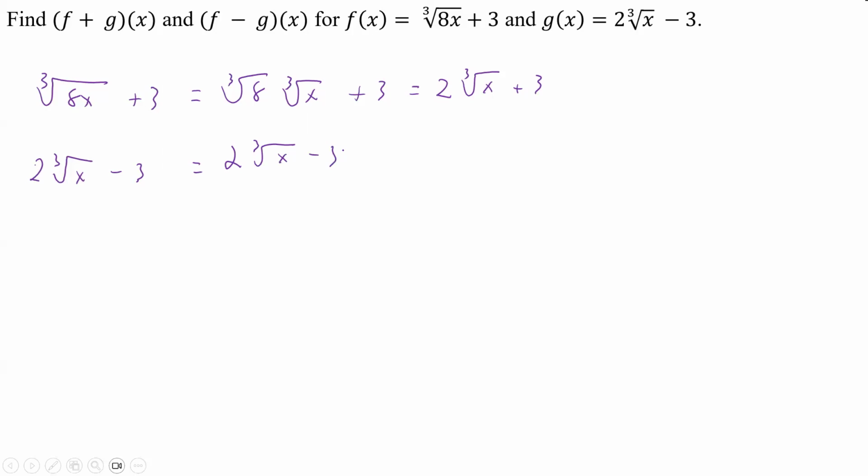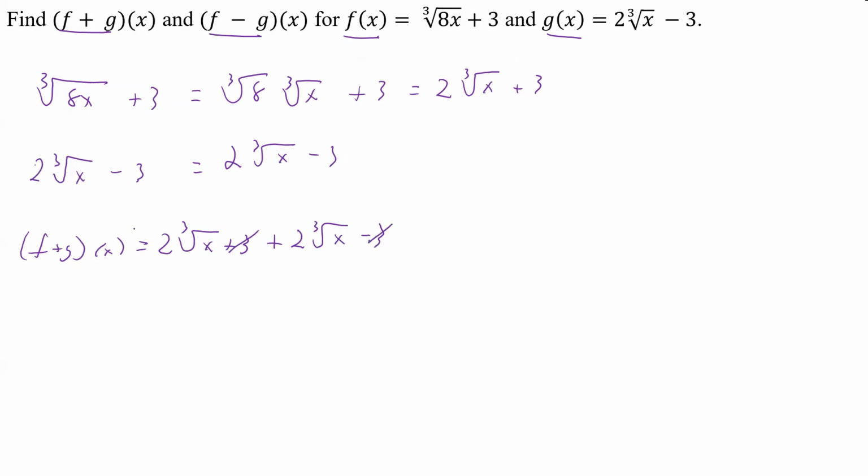Okay. Now, basically what we've done is we've got f of x and g of x. Now we can take f plus g and f minus g. So if we take this plus this, that is going to be 2 cubed root of x plus 3, and then plus 2 cubed root of x minus 3. Well, that cancels that, and we have 2 plus 2, so that's going to be 4 cubed root of x. And so that's going to be what our f plus g is.